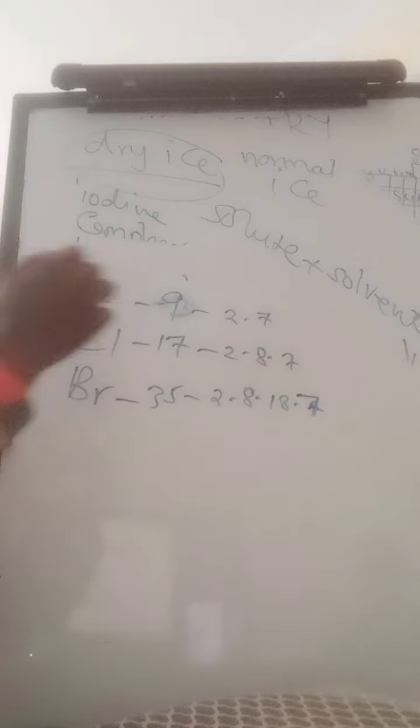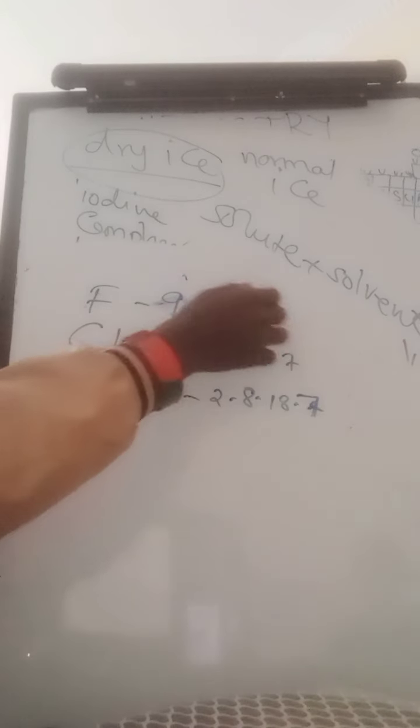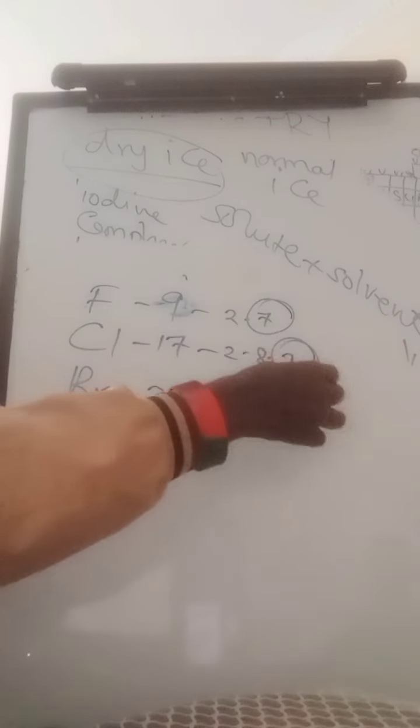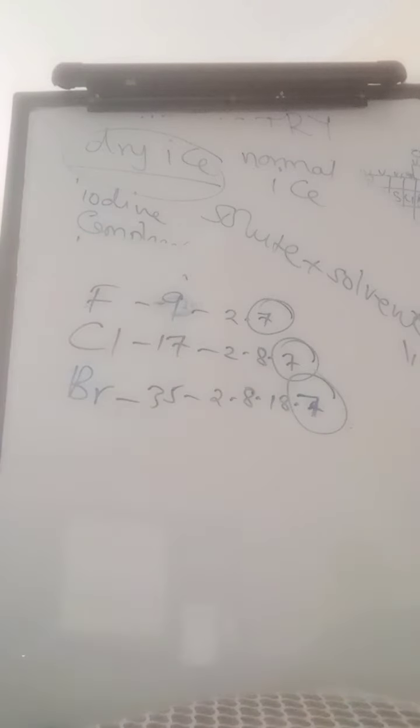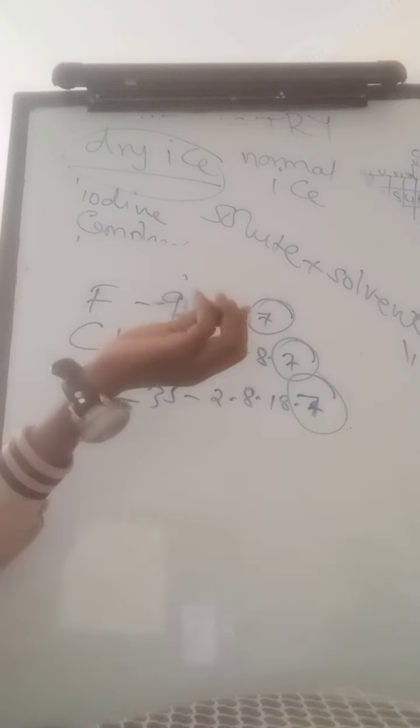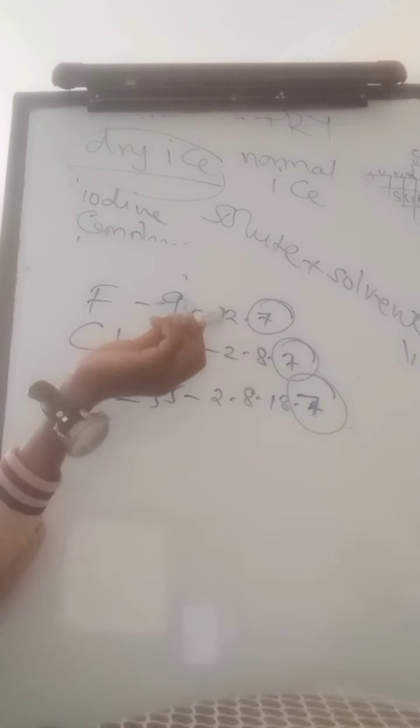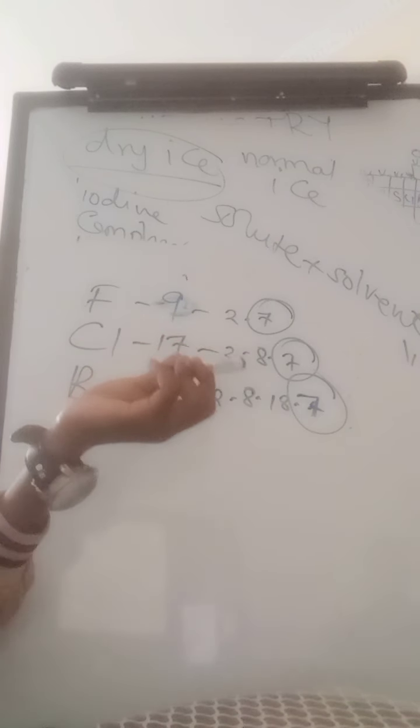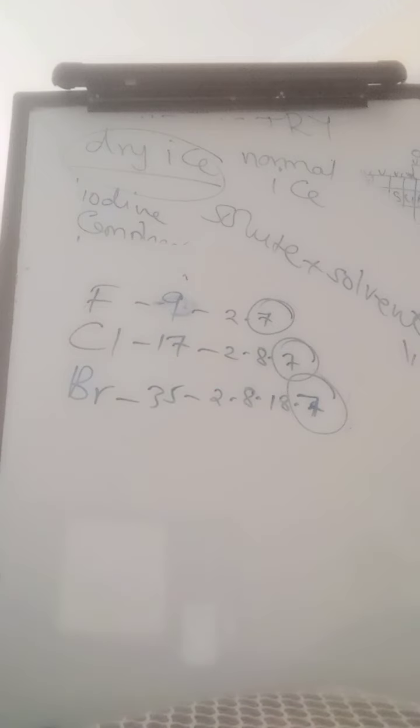So in as far as the position of the periodic table is concerned, they are all found in group what? Group 7. Why? They have 7 electrons in the outermost energy level. That makes them to be in group 7. So they all have the same number of electrons in the outermost energy level, isn't it? And number 2, we look at the period. Fluorine is found in period 2, chlorine in period 3, bromine in period what? 4, because of the number of energy levels.